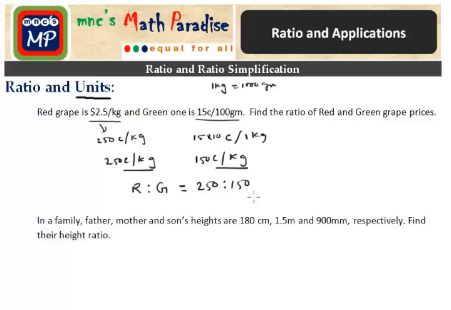Now we need to simplify this ratio. So 250 ratio 150, we can take 10 common from both of them, so we will get 25 and 15. We can take 5 common from both of them, so we will get 5 and 3. We can't take any more factor common other than 1. So their simplified ratio is 5 ratio 3.